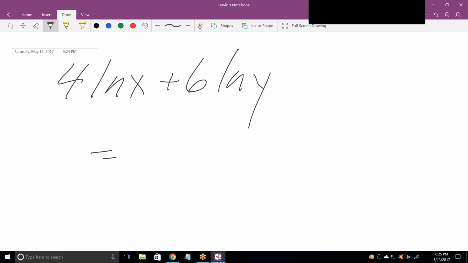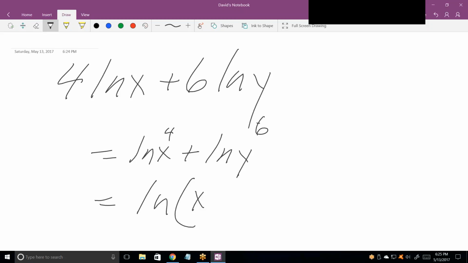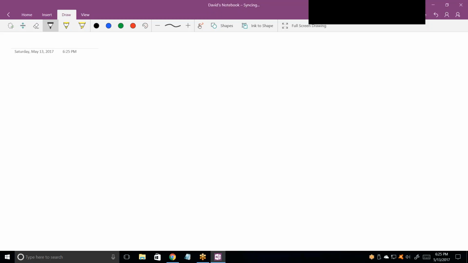So it would be natural log of x to the 4th plus natural log of y to the 6th. Good. Now put that into a single log expression. It'll be natural log of x to the 4th, y to the 6th. Perfect. Okay. Got another one? No, I don't have any more. Okay.